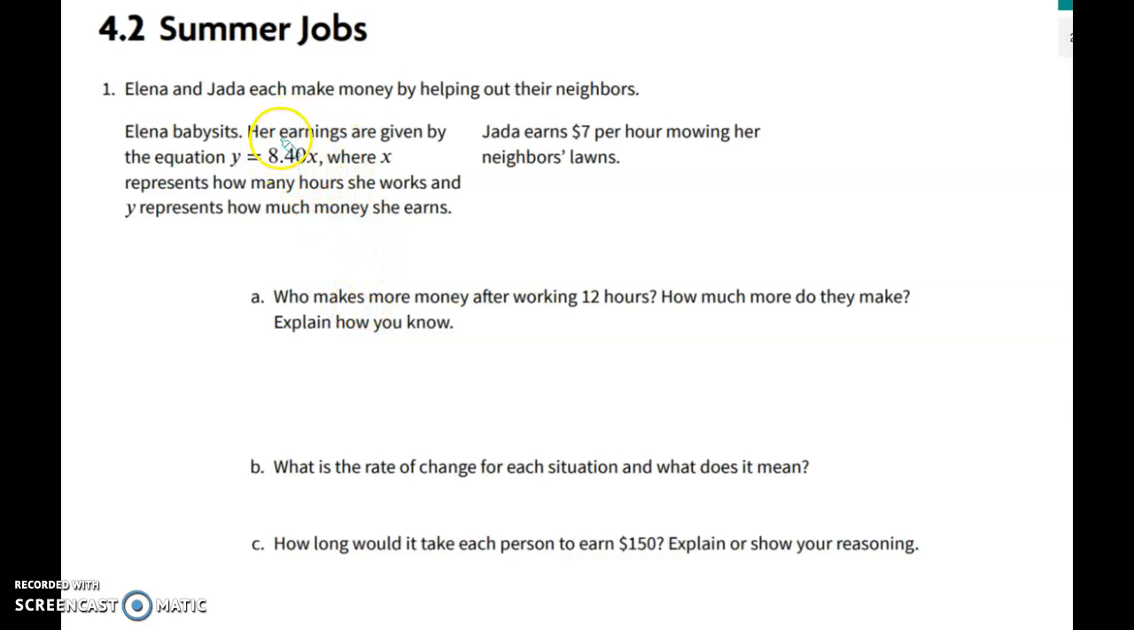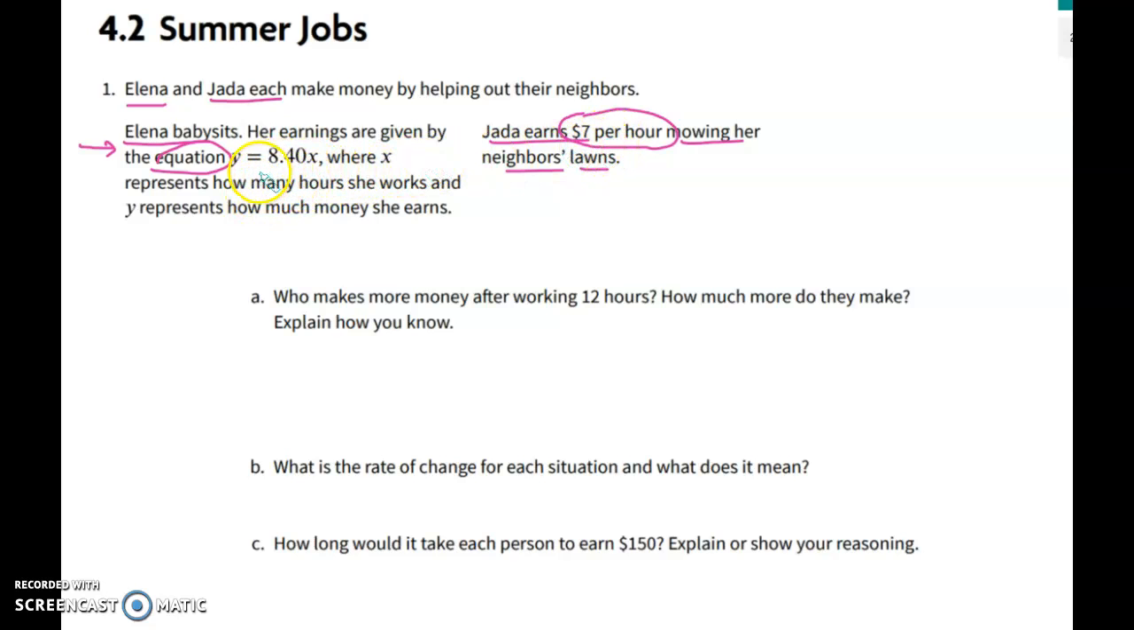Alright, let's read the question carefully. Elena and Jenna each make money by helping out their neighbors. So Elena is babysitting, and Jenna earns money by mowing her neighbor's lawn. One thing when you read this question: in one situation for Elena, they gave an equation, and for the other one they gave you $7 per hour. So in both the equation and the story problem, a situation is given.